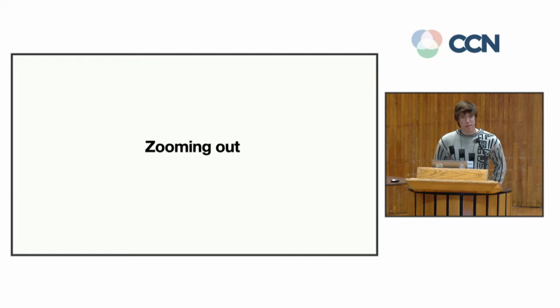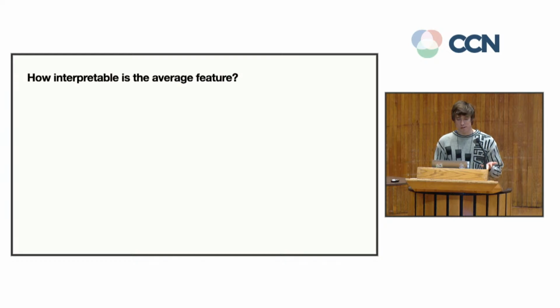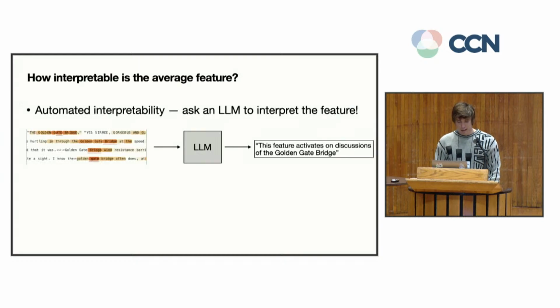Okay, so these are cool cherry-picked examples of interesting features. But let's take a step back and look at the bigger picture of what the 34 million features we found in this autoencoder are. What does the typical one look like? Do they have any structure, et cetera? So the first question is, how interpretable is the average feature? And if you work at an AI company, the way you do this is you ask language models to tell you how interpretable the features are.